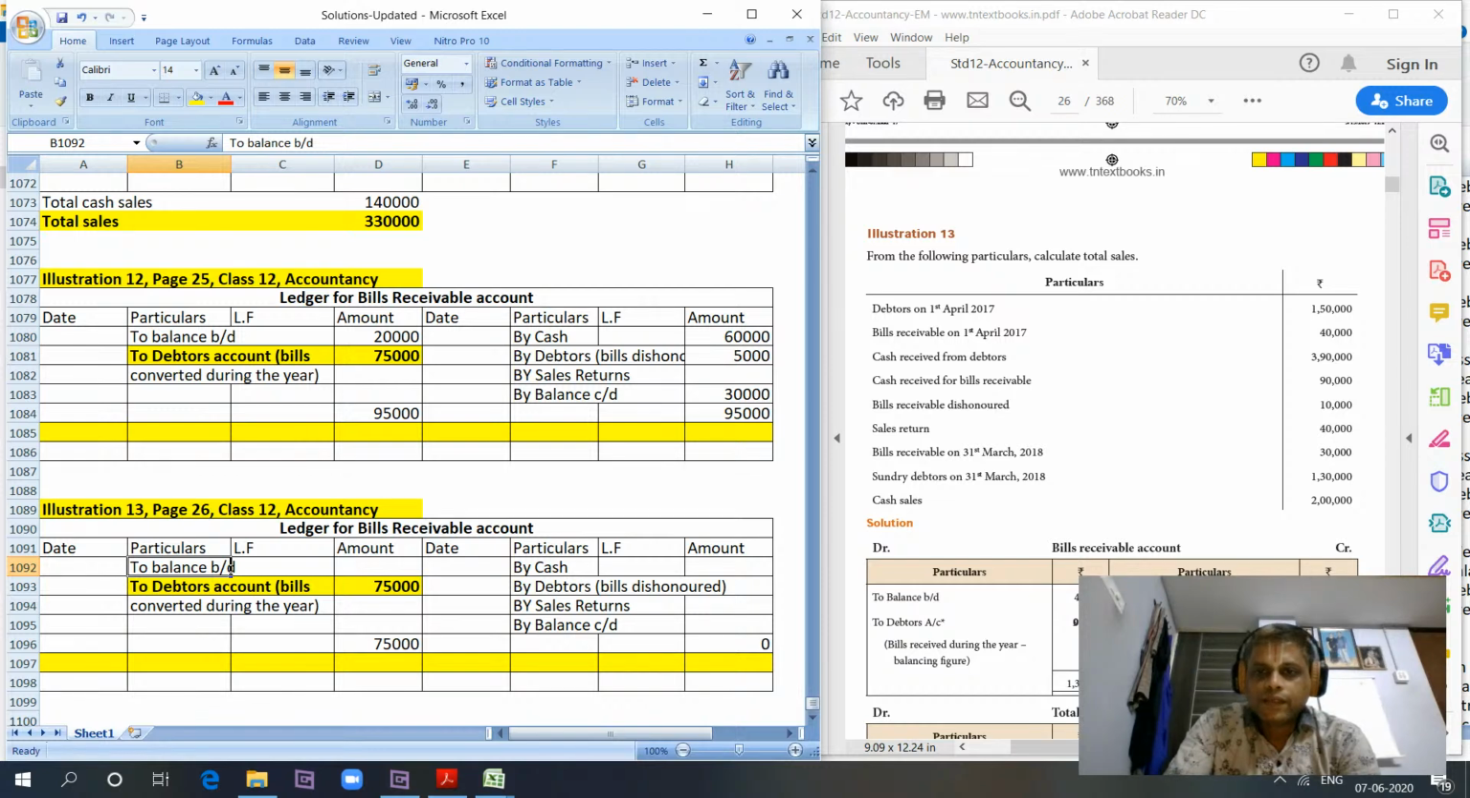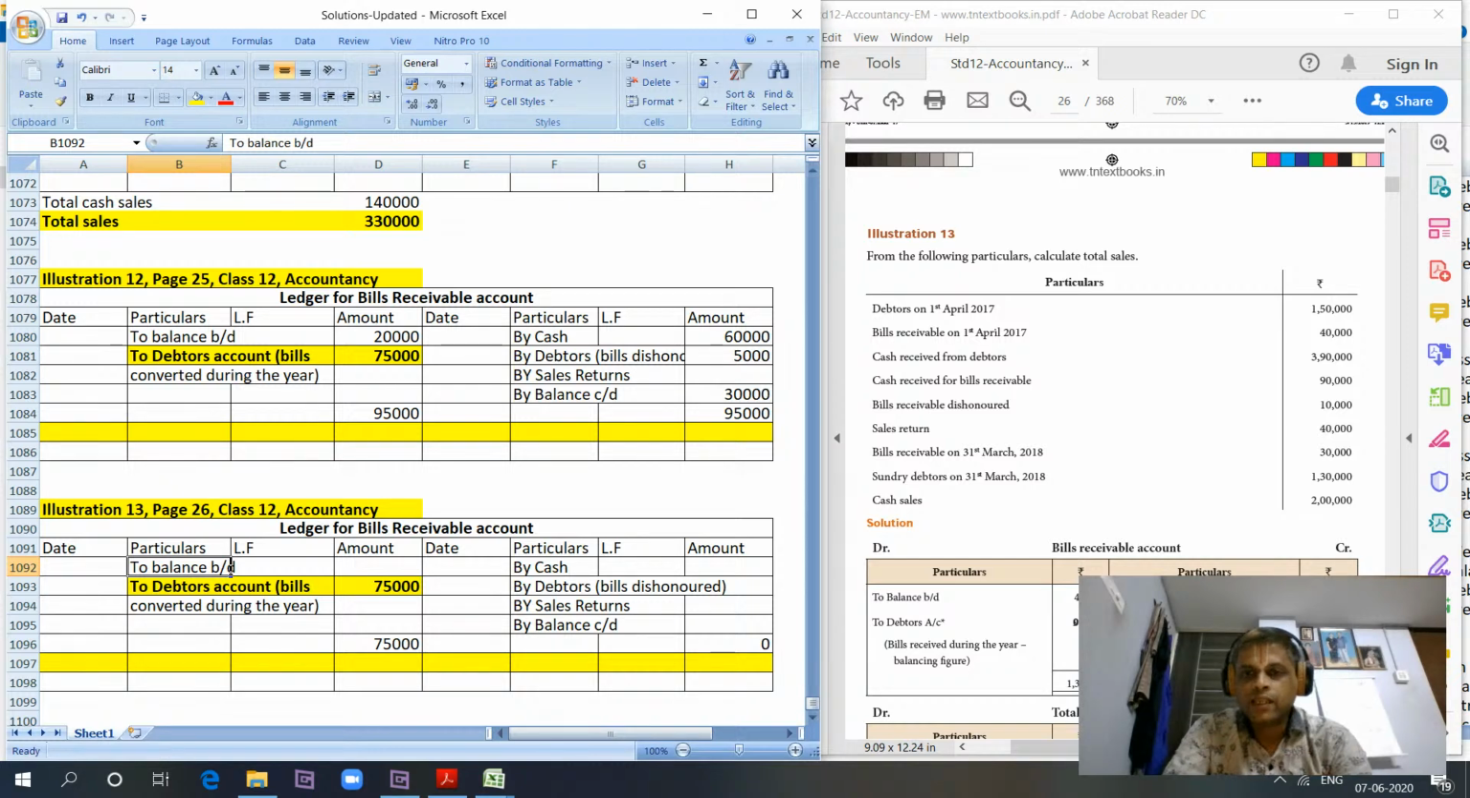So what do we have here? From the following particulars, calculate total sales. Debtors as on 1st April, bills receivable on 1st April, cash received from debtors 3,90,000, cash received from bills receivable, dishonored, sales return, bills receivable as on closing date, sundry debtors as on 31st March, cash sales. We have to calculate the total sales, right?